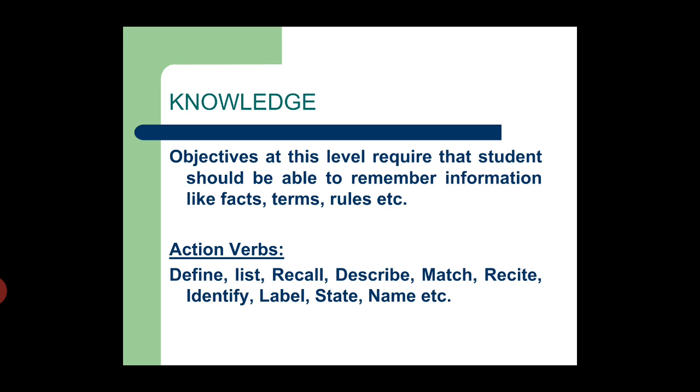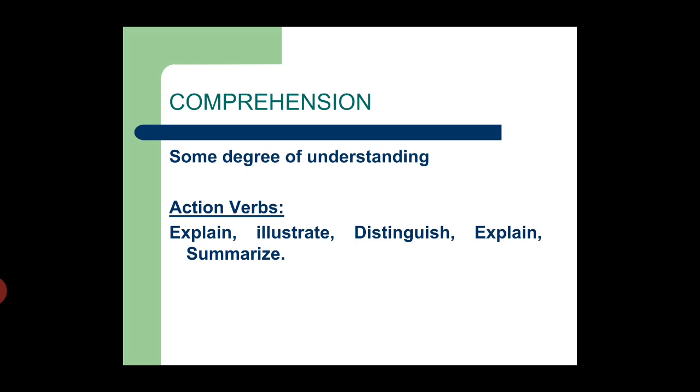First part is knowledge, meaning objectives at this level require that students must be able to recall or remember the information told to them in the class, like the terms, the facts, the rules discussed in the class. He must be able to recall. The action verbs for this, which tell about the actions and behavior changes of the child, are define, list, recall, describe, match, recite, identify, label, state, name. So these actions tell about the knowledge level of the student.